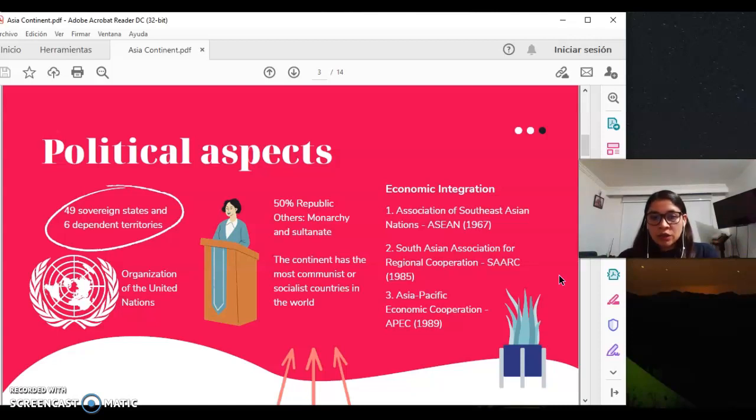Talking about economic integration, there are 3 very important institutions. The first is the Association of Southeast Asian Nations, ASEAN, created in 1977. The second is the South Asian Association for Regional Cooperation, the SAARC, created in 1985. The third is the Asia Pacific Economic Cooperation, APEC, created in 1989. The most developed institutions are ASEAN and APEC.